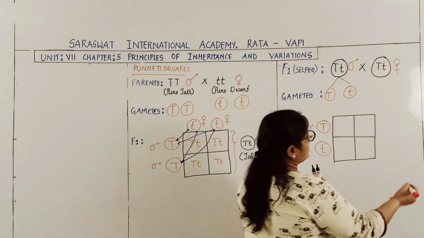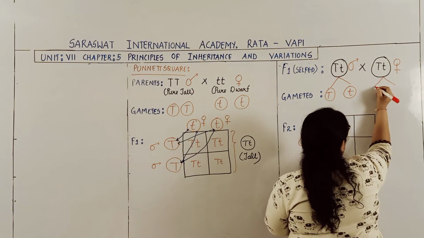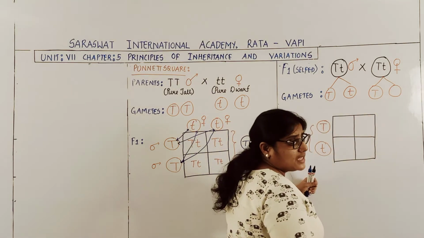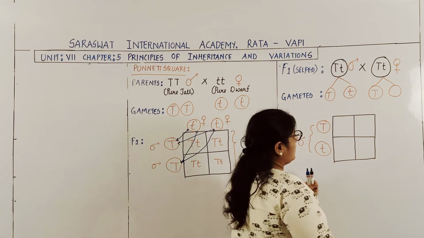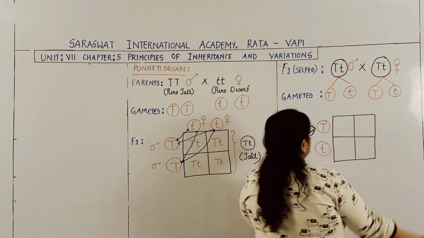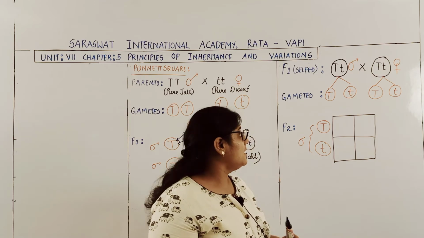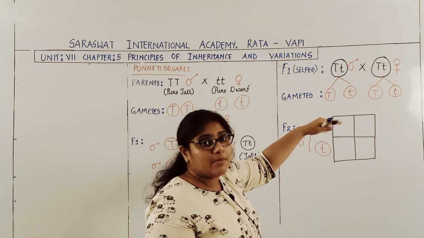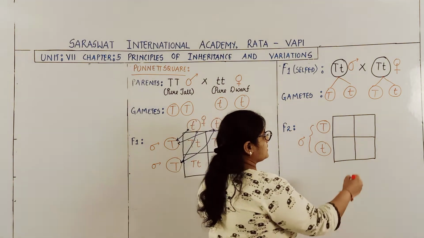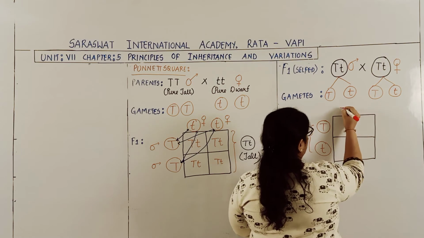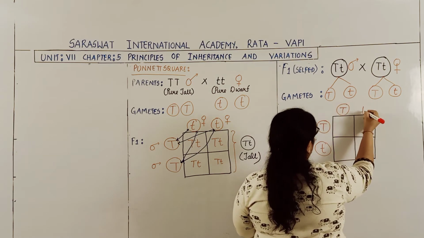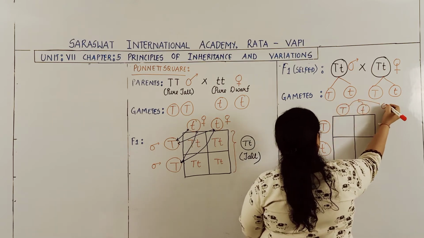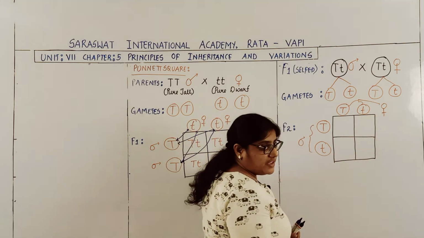Now similarly, this female plant will also produce the gametes. 50% of the gametes will contain the allele capital T and 50% of the gametes will contain the allele small t. Where will I represent? I will represent them on the top rows. So suppose this is represented here and this gamete I am representing here. Both these are which type of gametes? These both are the female gametes.